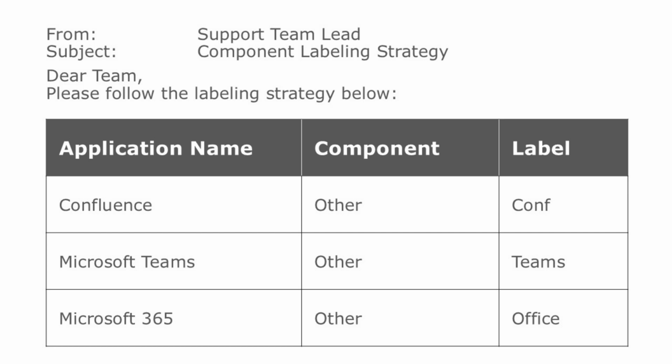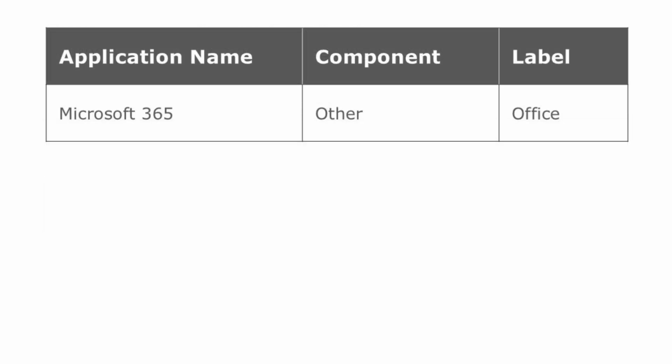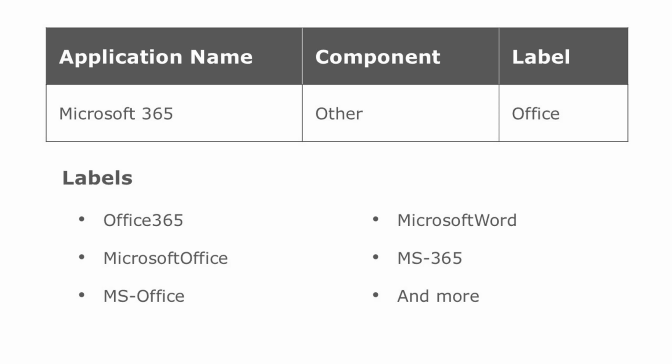They decided to introduce labels because they were worried that the components list would get too long. Now, I'm not a fan of this strategy, but they didn't ask me first. Over time, users deviated from the agreed-upon label. Let's use Microsoft 365 as an example. Users started out entering Office as requested, but eventually other label formats appeared.